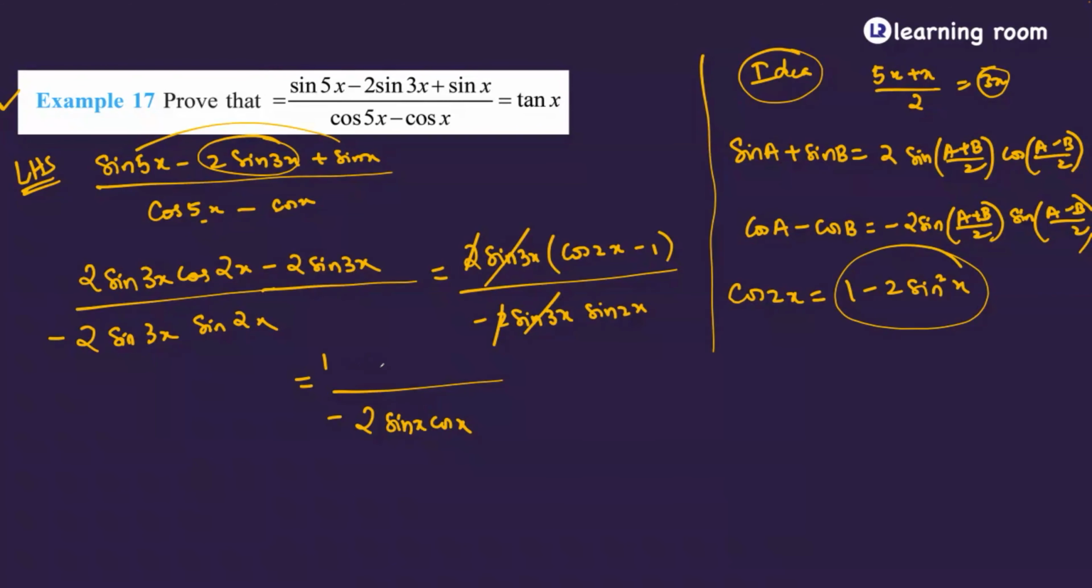So 1 minus 2 sine square x minus 1. 1 and 1 are gone. You will be left with minus 2 sine square x divided by minus 2 sine x into cos x. Minus and minus are gone. 2 and 2 are gone. Sine and sine are gone. Answer will be tan x. Understood? So make a note of this.